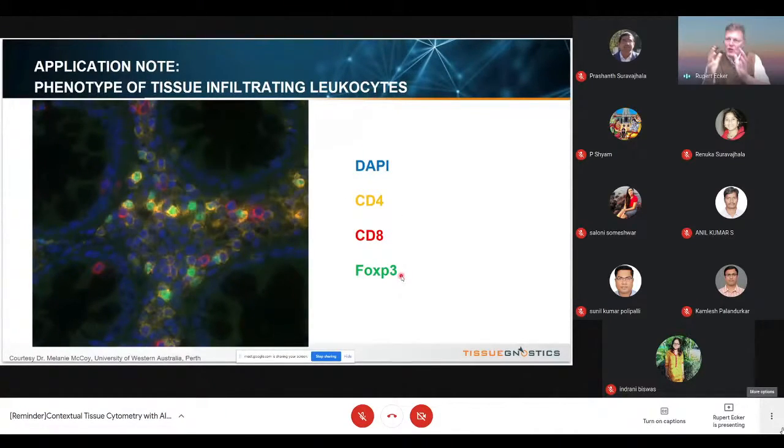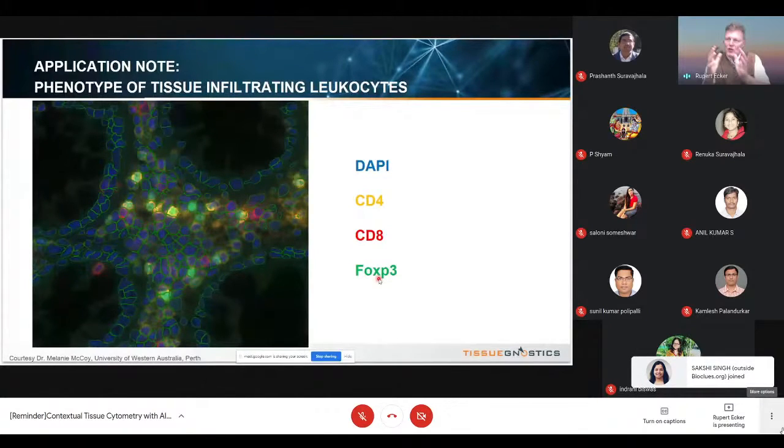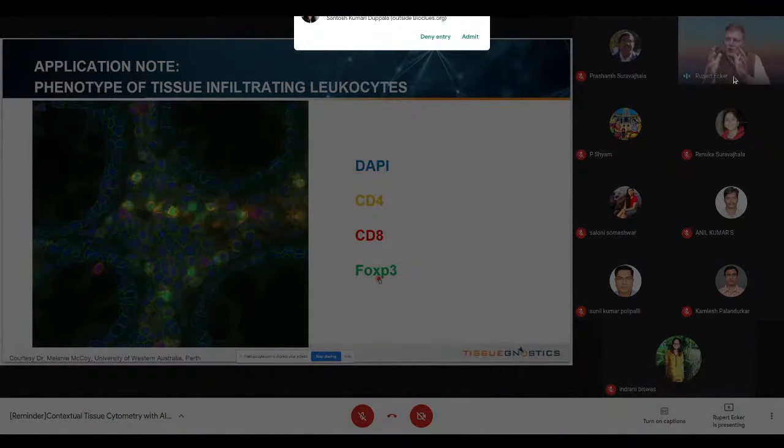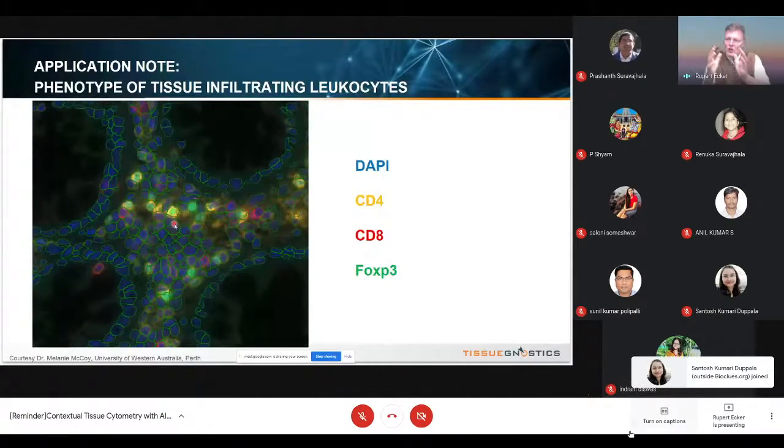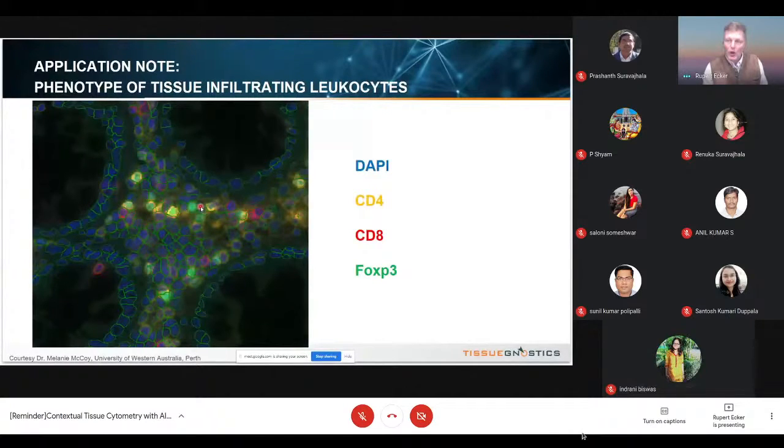You may know that CD4 and FOXP3 double positive cells are referred to as the regulatory T cells. So yellow and green double positive are Tregs, regulatory T cells. Like explained before, we use the nuclear signal, the DAPI, as a master channel. And the green contours here show you what the system has automatically recognized as individual cells. So it is not that somebody sat there and drew these circles. This is all done automatically by the computer.